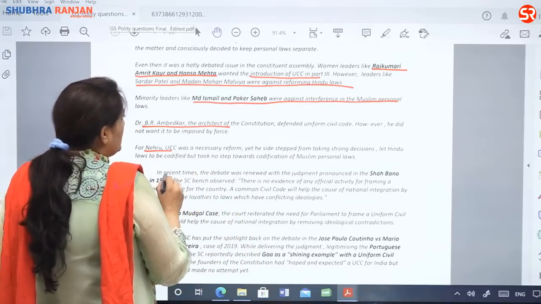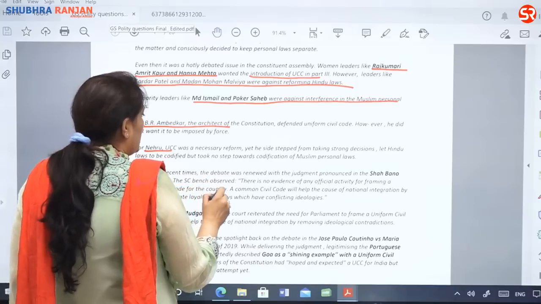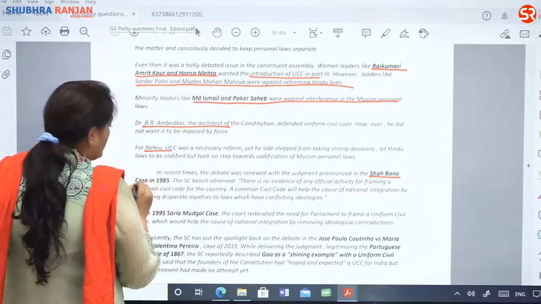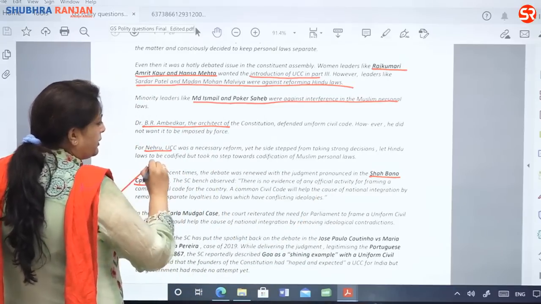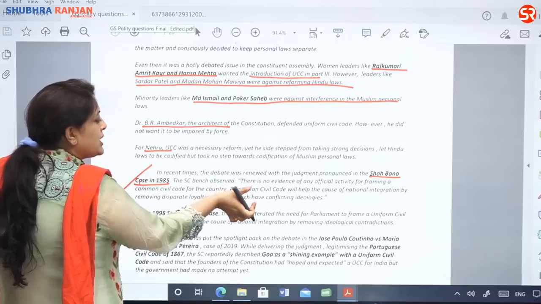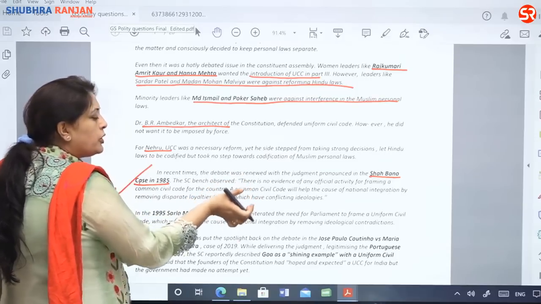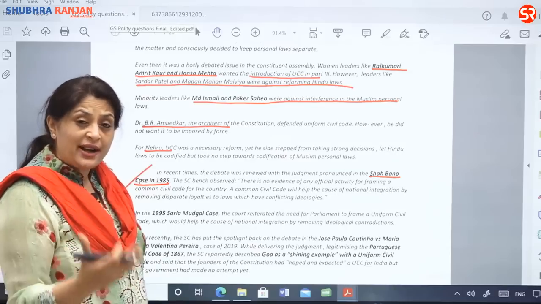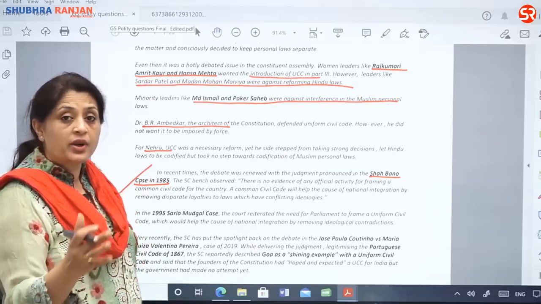Fine. In recent times, the debate was renewed with the judgment of the Shah Bano case in 1985. The Supreme Court bench observed, now I have written the exact words, but you can write in general also. There is no need that you write word by word.